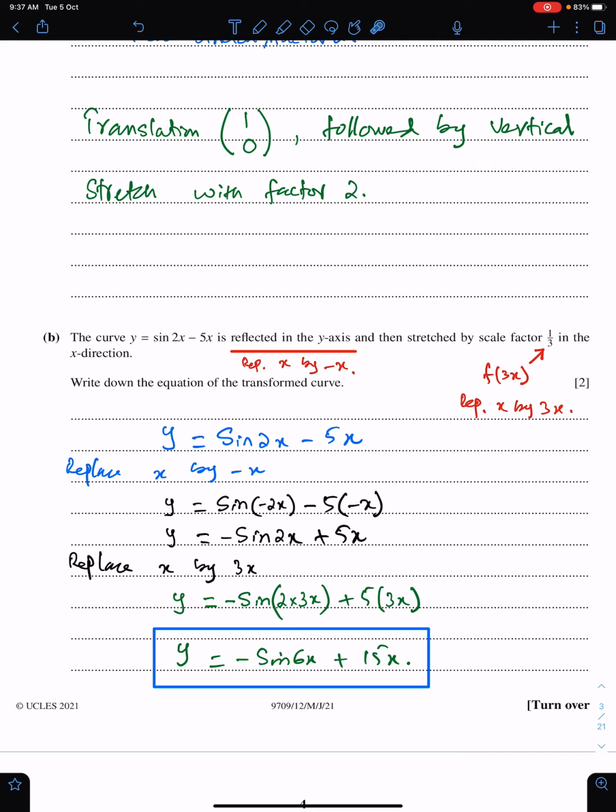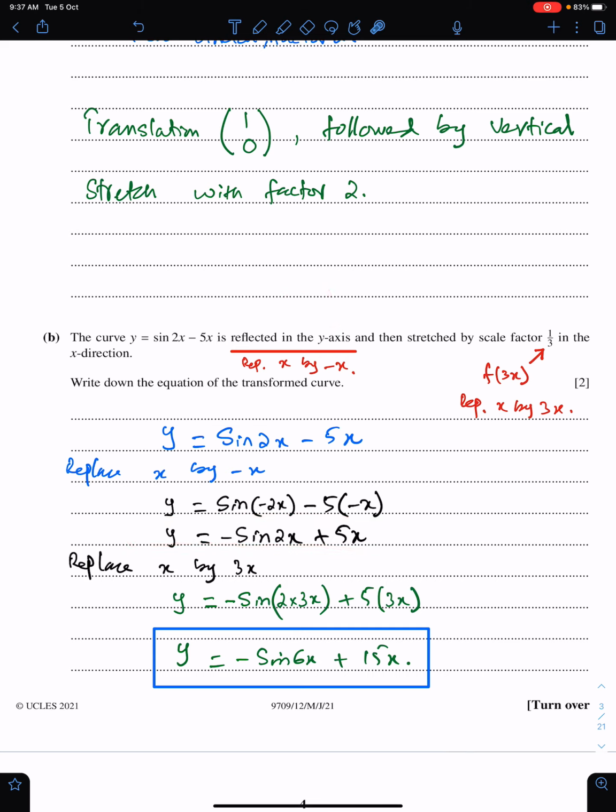So according to this, reflected in the y-axis, we need to replace x by minus x. By replacing all x occurrences by minus x in this equation, we have this equation. And you all know this minus will come here. You have done this in trigonometry, that sine minus theta will become minus sine theta. So this is the equation after the reflection in the y-axis.